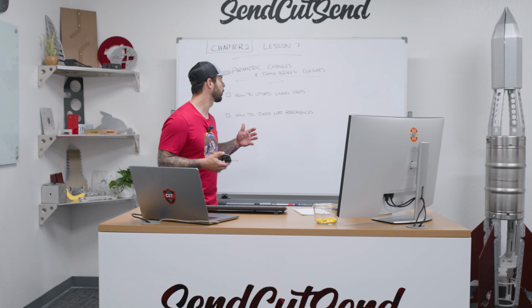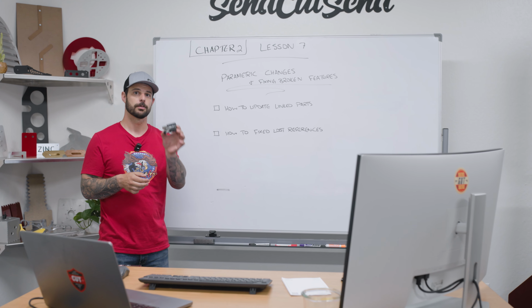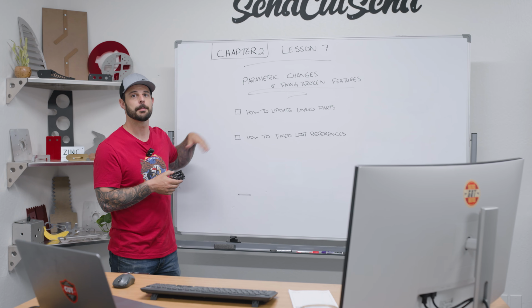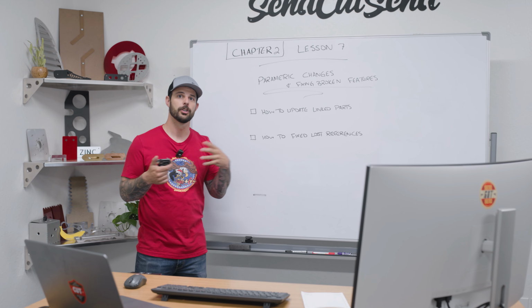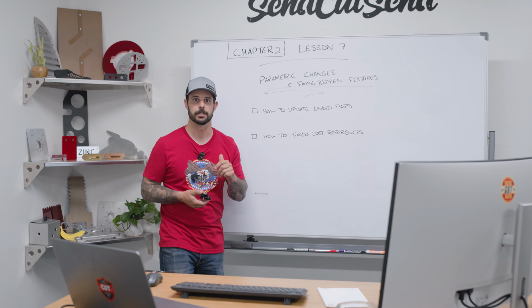Now, there's two things that we're going to primarily go over. When we make a change to our Arduino, this Arduino is linked to our main assembly, and that is going to have to be updated in that assembly to take effect. Additionally, if we lose references, we're going to end up seeing errors come through. We're going to talk about how to fix those. So let's jump into CAD and get started.